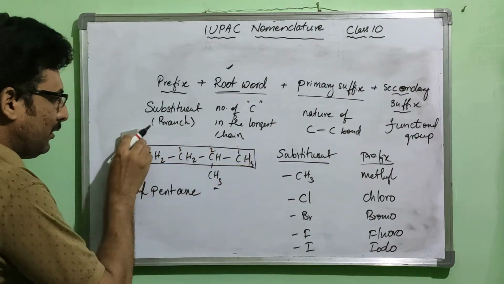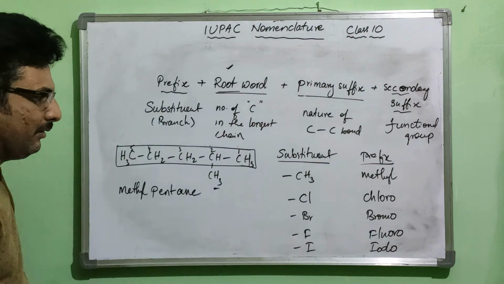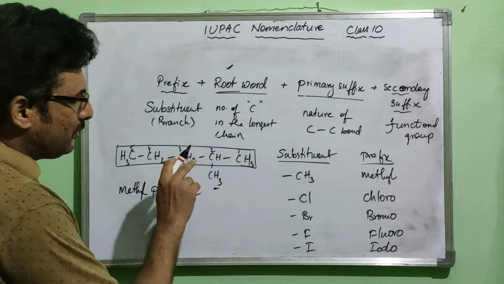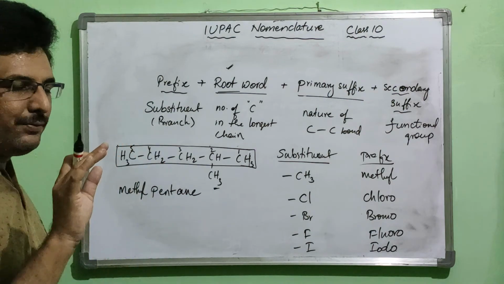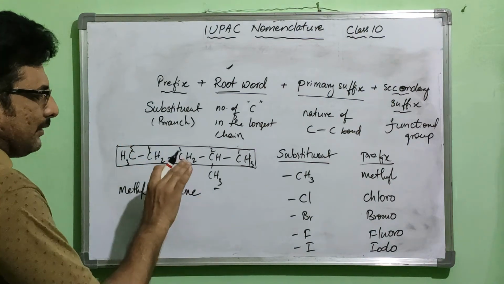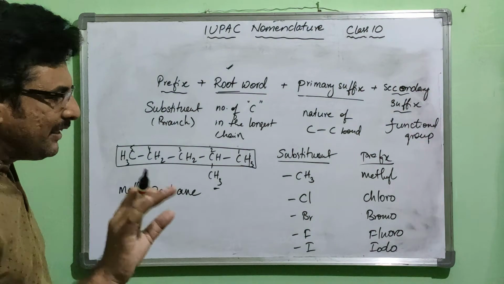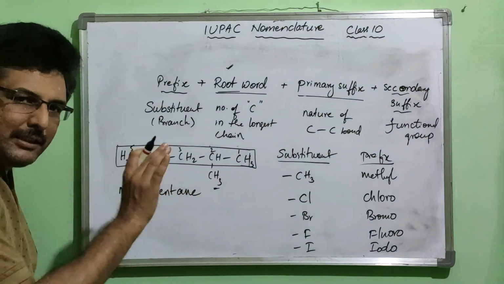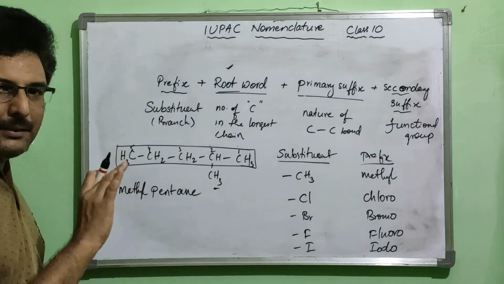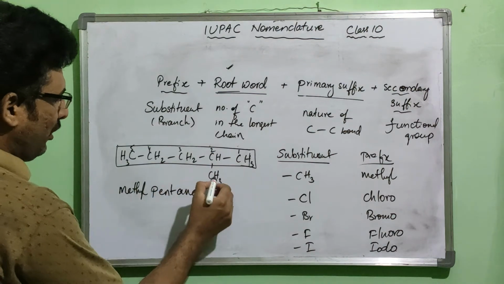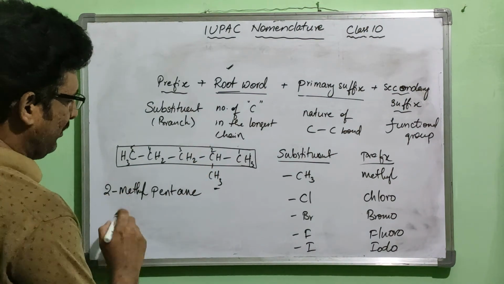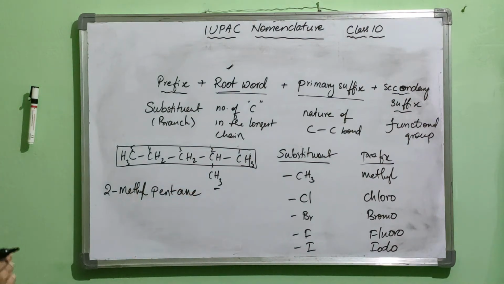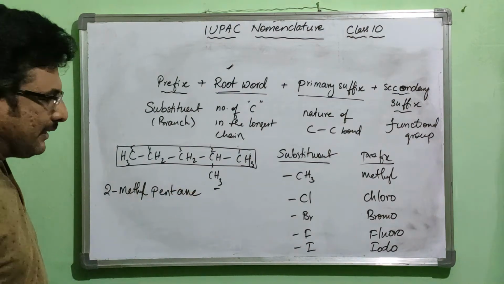Okay, so remember that. Whenever you give numbering, you have to give numbering in such a way that the functional group or the substituent will get the least number. So you have to give priority to that functional group or that substituent. So now the position of the methyl group is the second carbon. So 2-methylpentane. Okay, let's see another example.